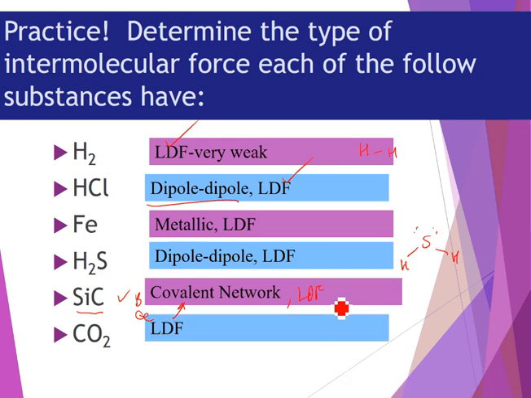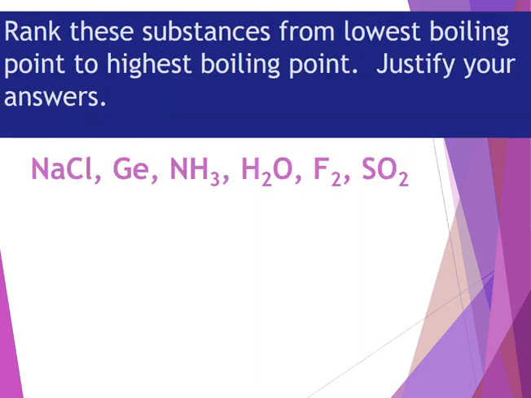And then finally, carbon dioxide. And if you've drawn carbon dioxide as many times as I have, you probably remember the structure just by seeing the words. But it's a nonpolar molecule with polar bonds, but that doesn't make it polar, so all we have is London dispersion forces. So now we're going to rank these substances from lowest boiling point to highest boiling point.